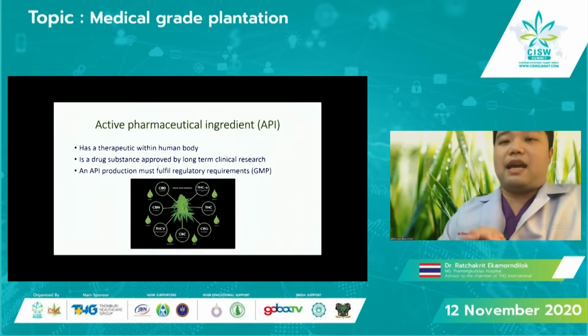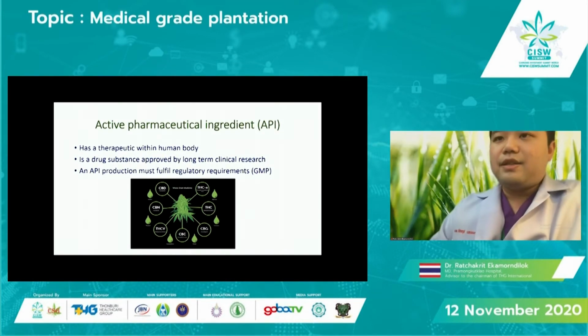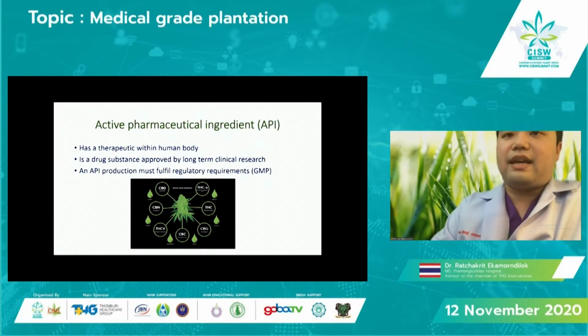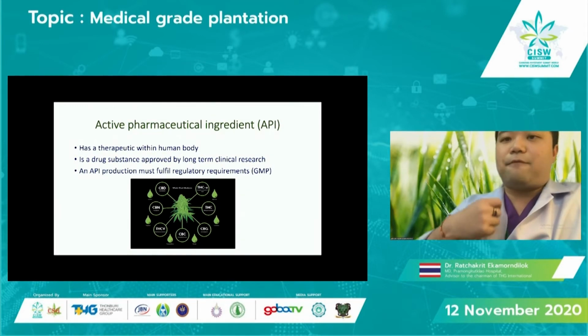What is API? API is Active Pharmaceutical Ingredient. Just like other plants, cannabis has its own API, which the government in your country recognizes, such as CBD and THC. The active pharmaceutical ingredient has a therapeutic effect within the human body. It is a drug substance approved by long-term clinical research, and the API must fulfill the regulatory requirements of your GMP.